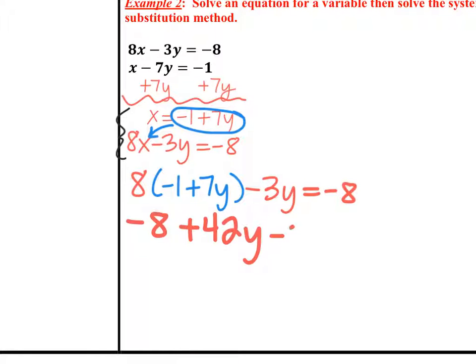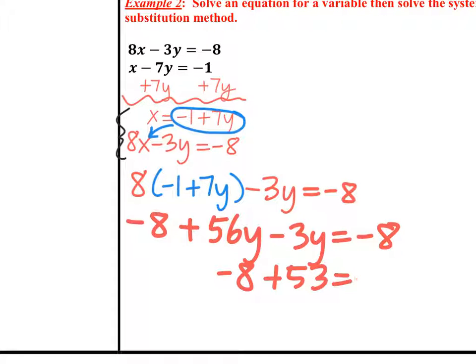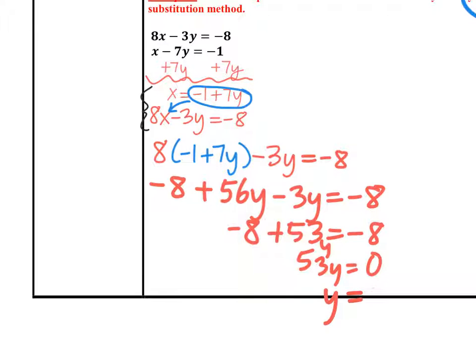42y. Did I do that right? Oh my God, that's not right. Just kidding. 56, I mean. Don't you get 0? Okay. Y equals 0. Luke, what do I do after that?